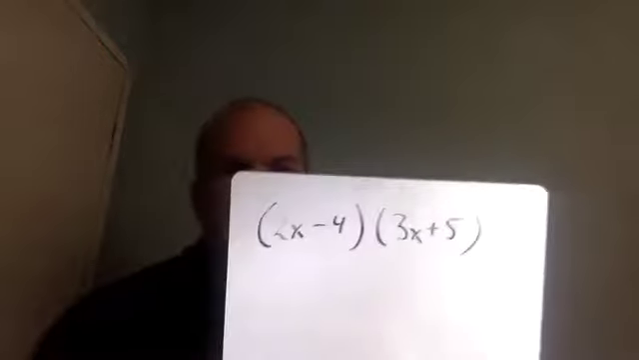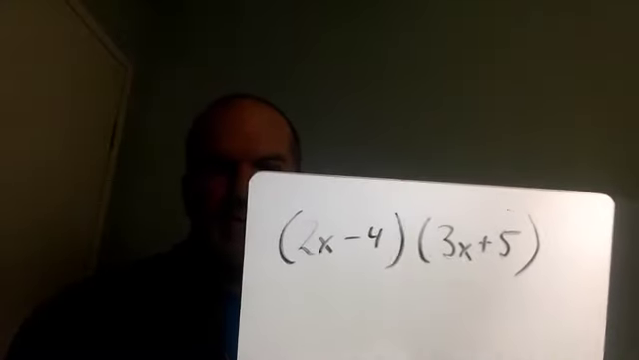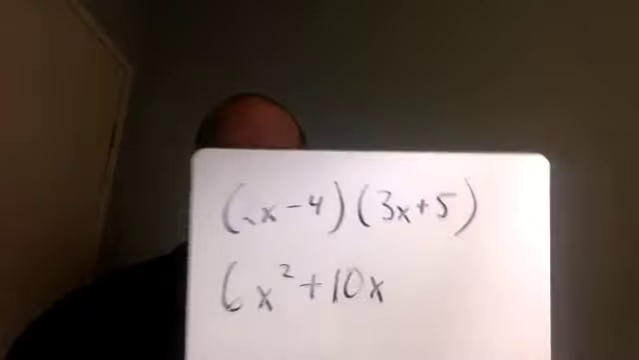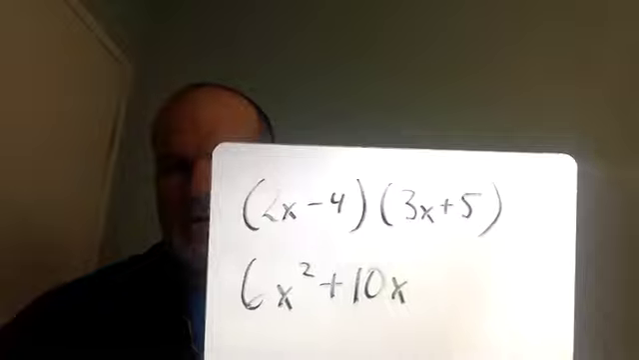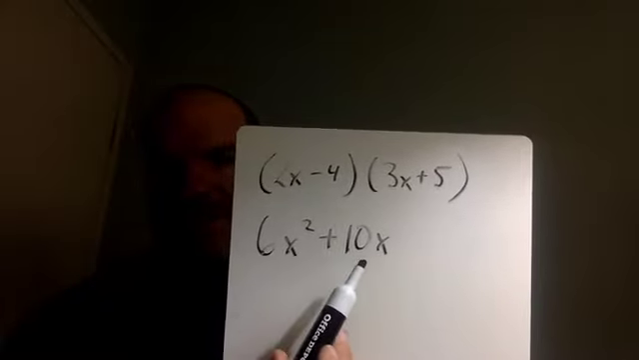We'll say 2x minus 4 and 3x plus 5. All right, how would you solve a problem like that? Well, you would distribute the 2x through first. So 2x times 3x and 2x times 5. So that gives you 6x squared plus 10x. That's what I get when I distribute the 2x through. 2x times 3x is 6x squared. 2x times 5 is 10x.